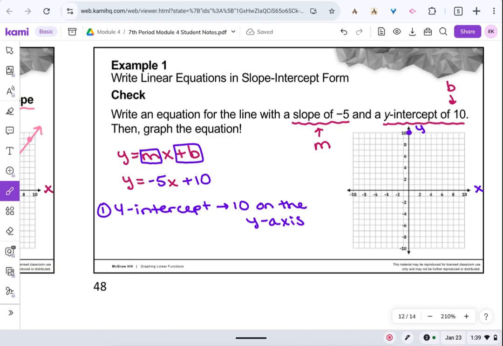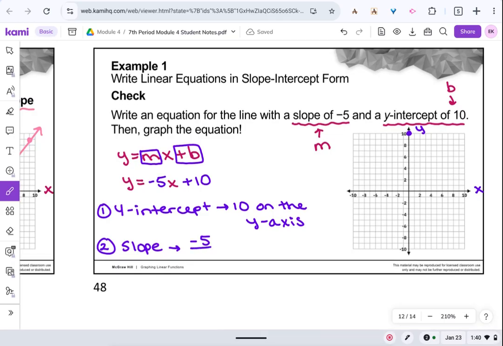Now the second thing we're going to use is our slope. Okay, our slope number for this one is -5. Now in the last example, it was a fraction. We always need these to be fractions. If you have a whole number, you can do something kind of cool. You can just put it over the number 1. So I'm going to keep my negative with my 5 and just put it over a positive 1.